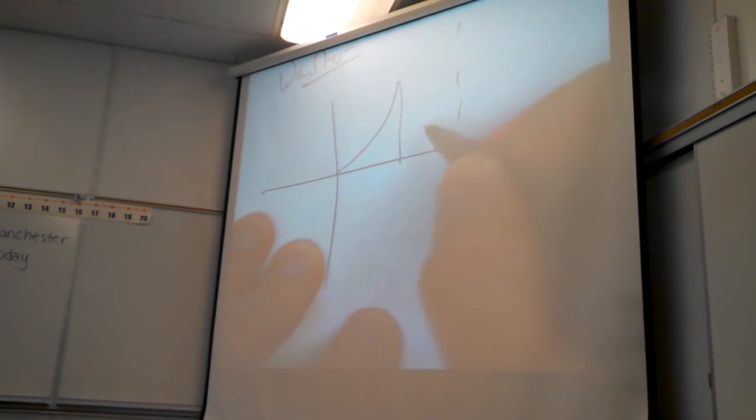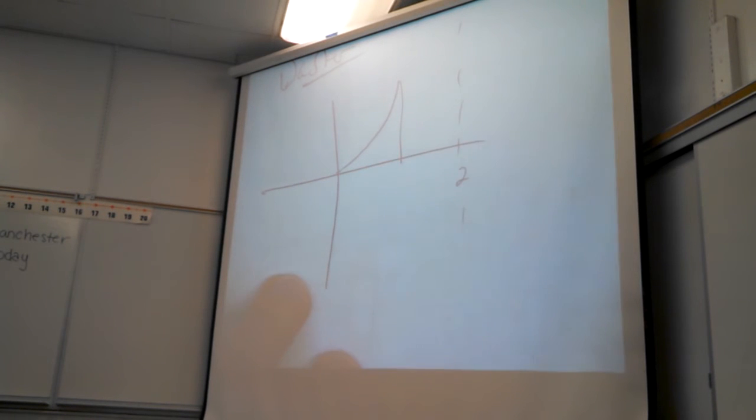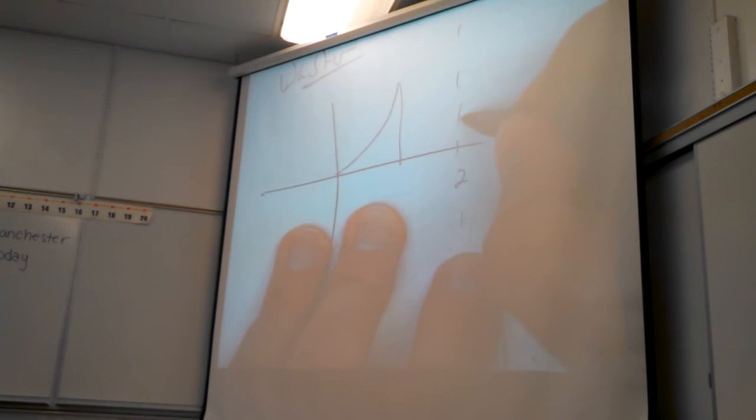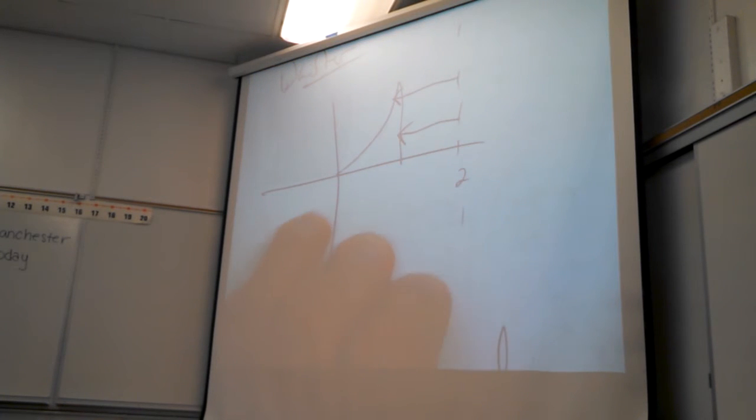So if I want to use discs or washers, it's got to be integral d what? dy. Put a little pi outside because I know the inside is going to be the r stuff. This is for washers. So if I start drawing from the axis out, as always, that's going to be our inner, and that's going to be our outer.